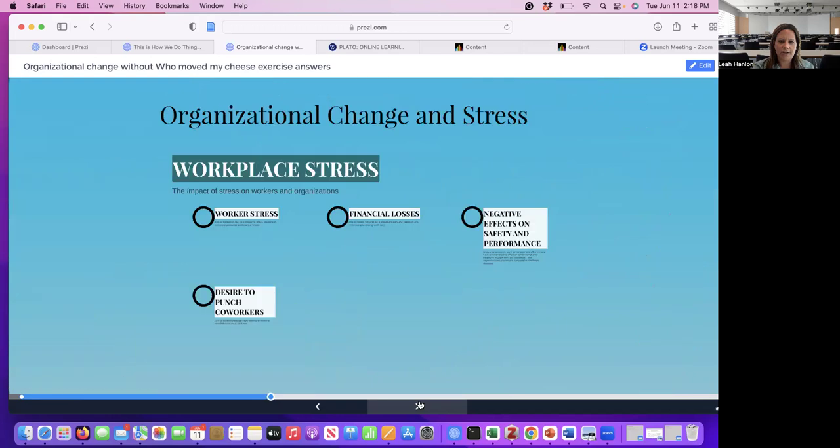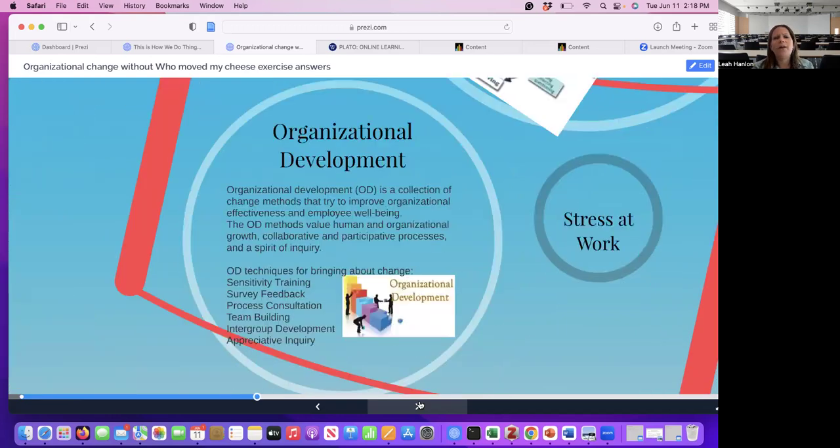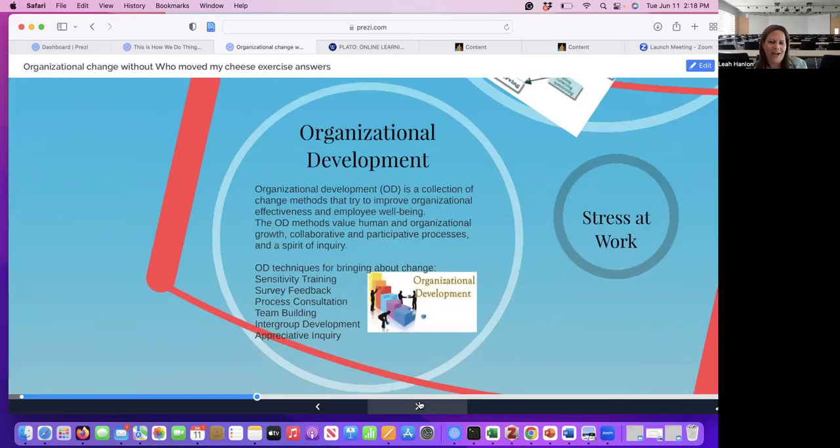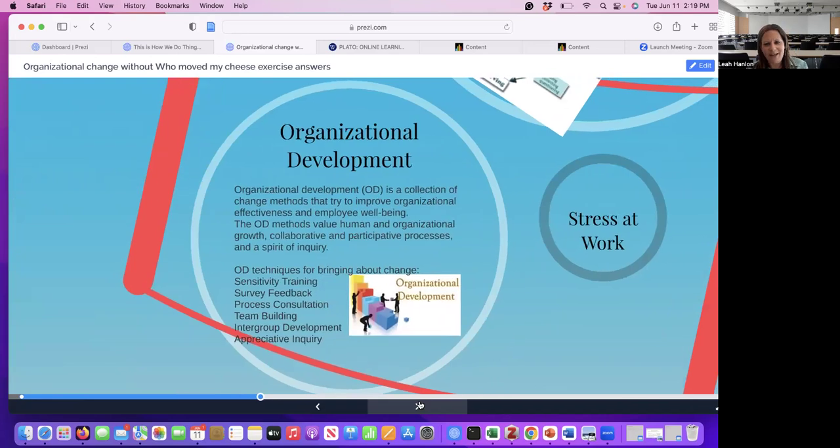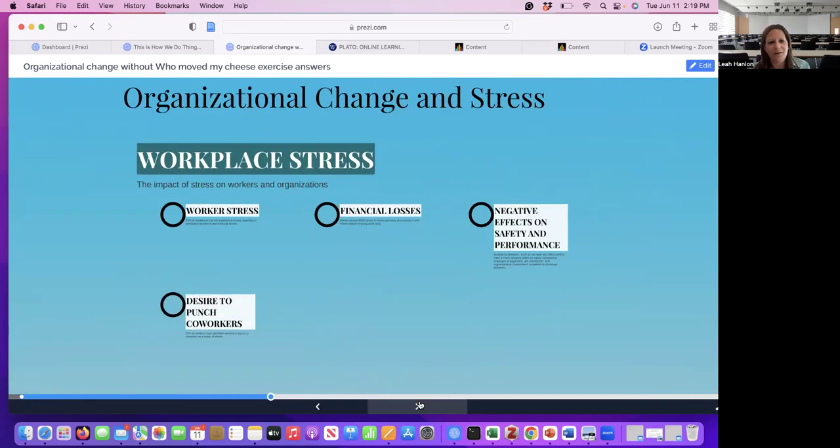All right, now let's look at stress at work. So think about, when have you ever been stressed at work? I'm sure all of you have at some point, multiple times. The impact of stress on workers and organizations is substantial.